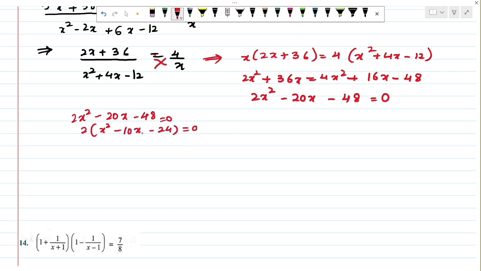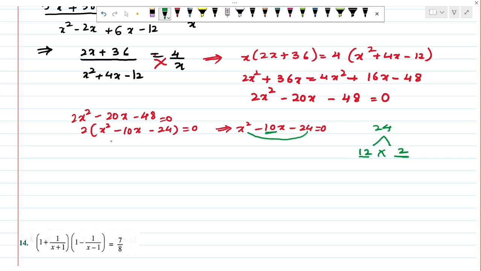So hence I'll get here x square minus 10x minus 24 equals 0. So now it will be easy for me to take the roots, right? So 24. If I have to add or subtract, I have to get 10, and if I multiply it, I have to get 24. So what are those two numbers? 12 and 2.